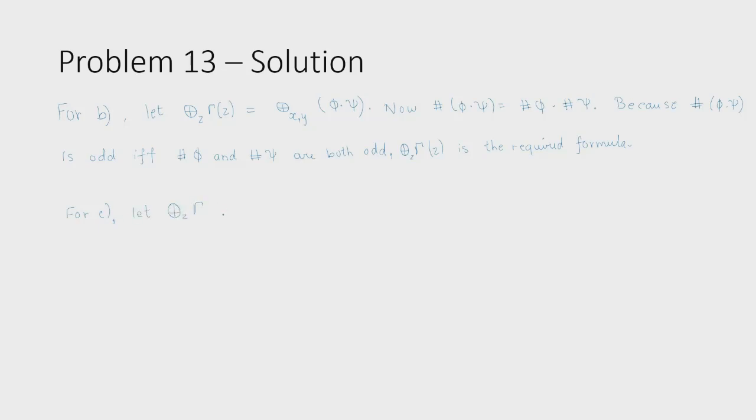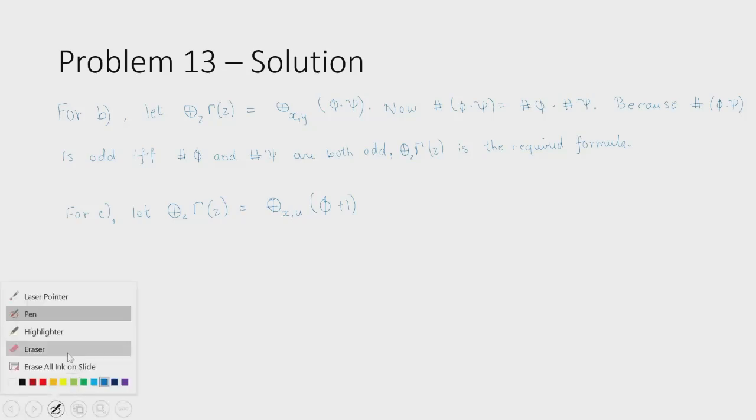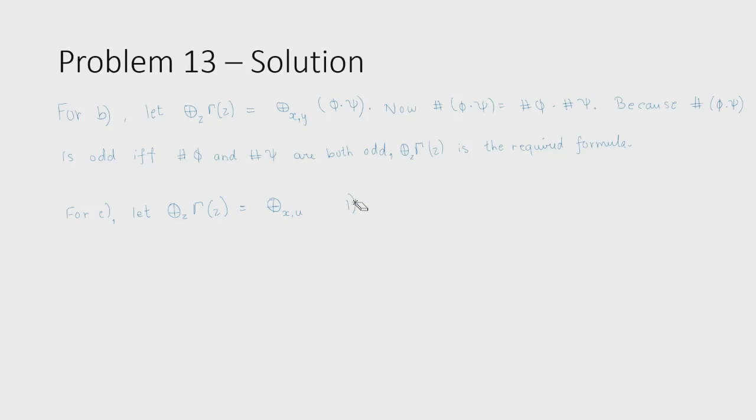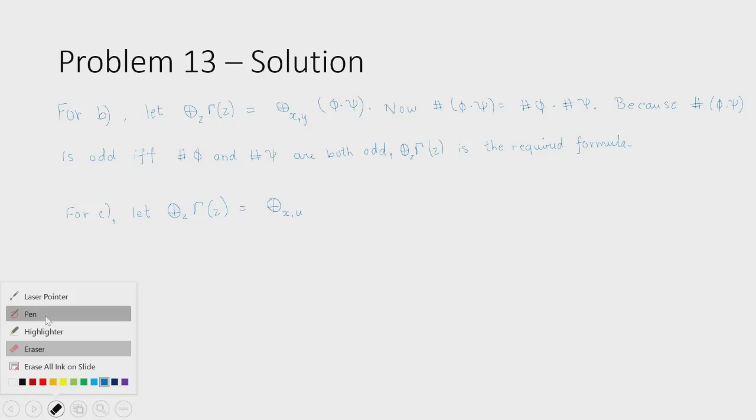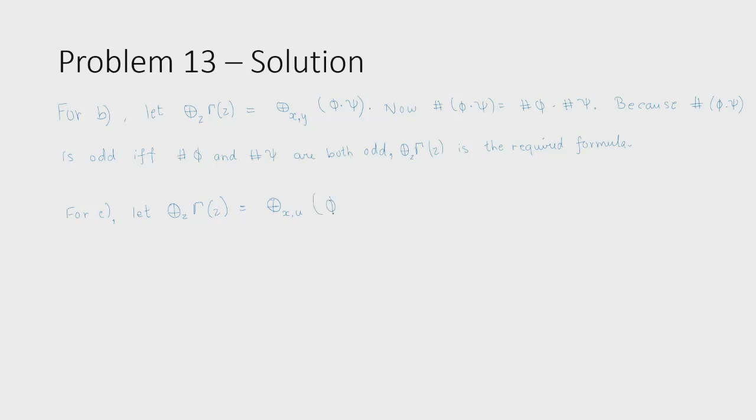Parity_z gamma(z), where u is some extra variables. So what does phi plus 1 mean? It's a Boolean formula such that the number of satisfying assignments of that formula is exactly equal to the number of satisfying assignments of phi plus 1. And you can easily construct such a formula using the sum construction that is found in problem 11.